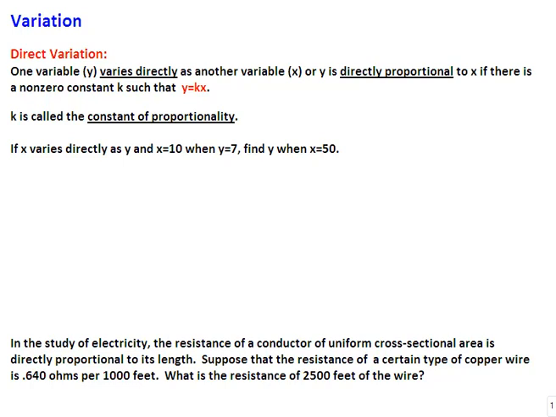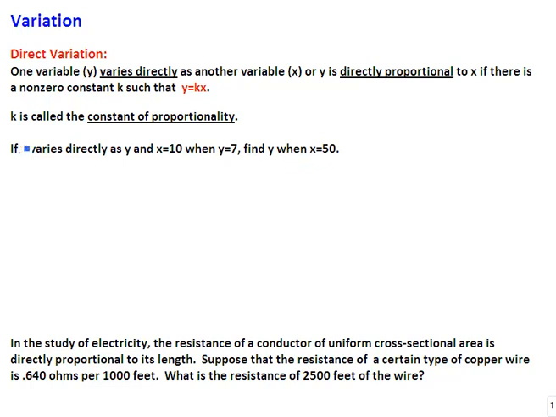So if you are given a problem that involves a direct variation, they're going to have to tell you enough information so that you can first figure out what the value of k is, the constant of proportionality. And once you find k, then you can answer the actual question that's being asked. So for example, if we have x varies directly as y, and x equals 10 when y equals 7, find y when x equals 50.